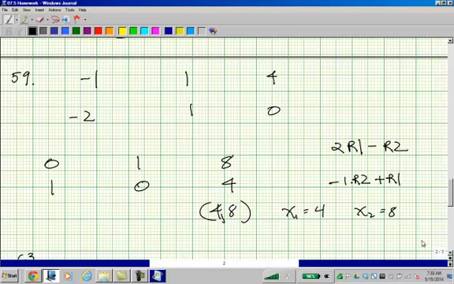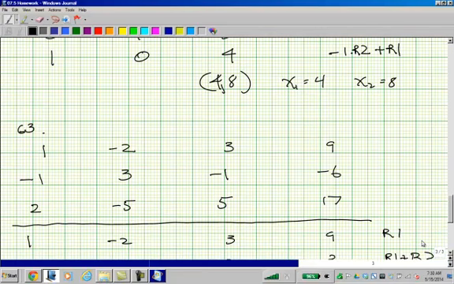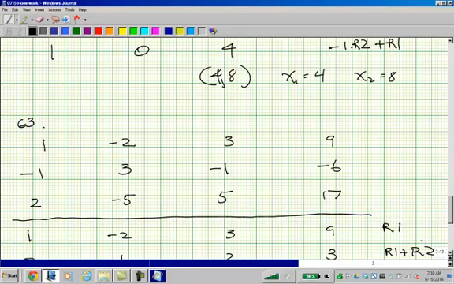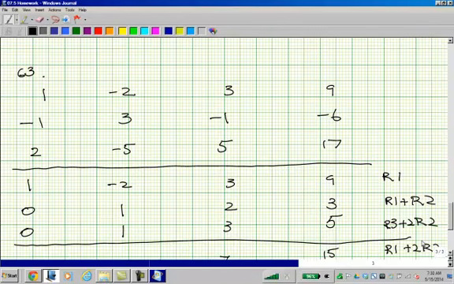63, which I believe is the last problem. Let's see what 63 is all about. Same thing, only now we've got 3 variables, x sub 1, x sub 2, and x sub 3. So let's go back to the journal. Here is the augmented matrix, and now I start my row operations.